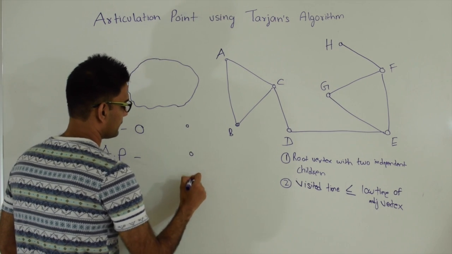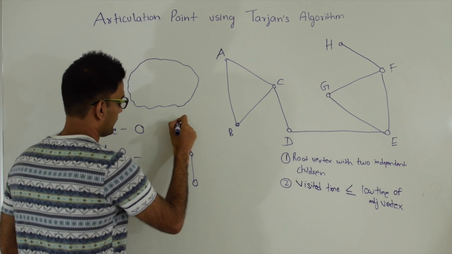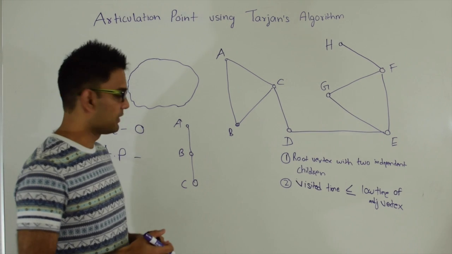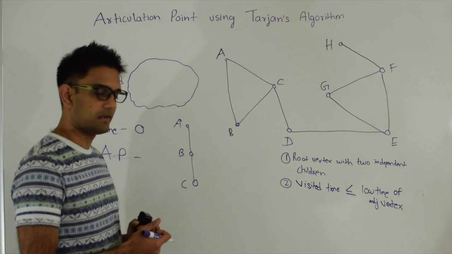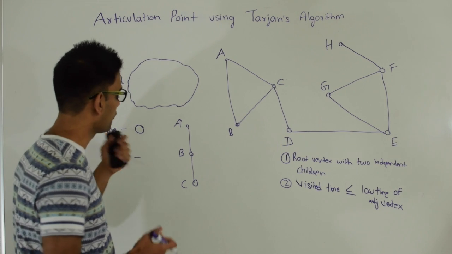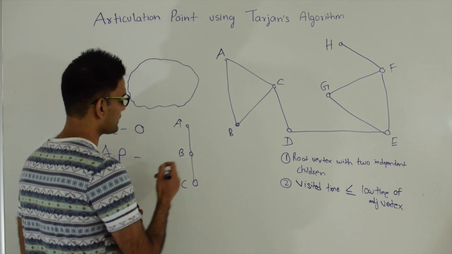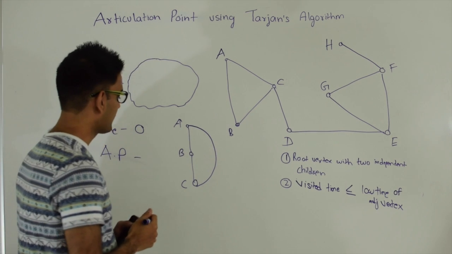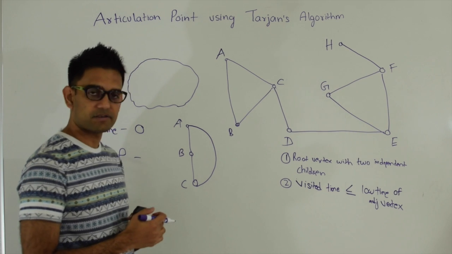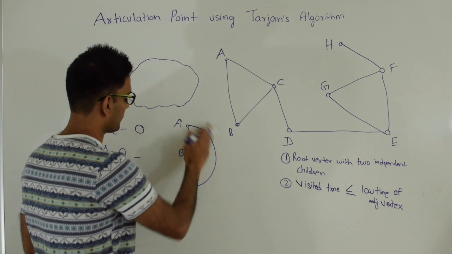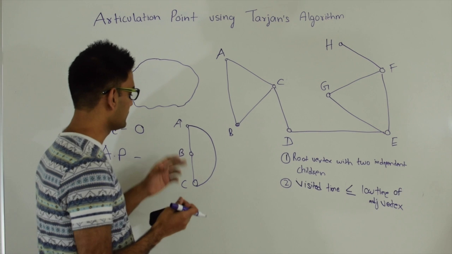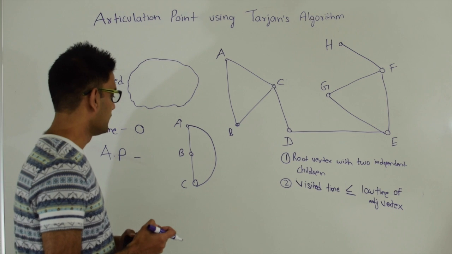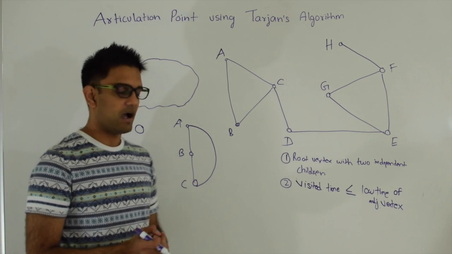So if I have three vertices A, B and C, here A clearly is not an articulation point, C is clearly not an articulation point, but B is an articulation point because removing B will disconnect A and C. But if there was another edge, a back edge from A to C, at that point B is not an articulation point anymore because even if B is removed, A and C are connected. So this algorithm is finding the presence of these back edges and ruling out a vertex as an articulation point.